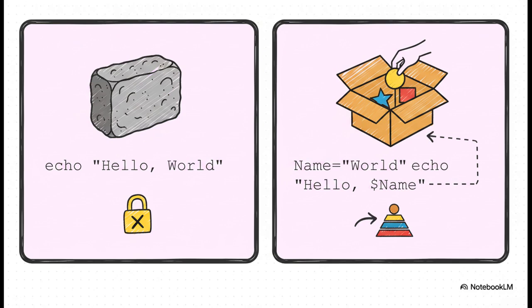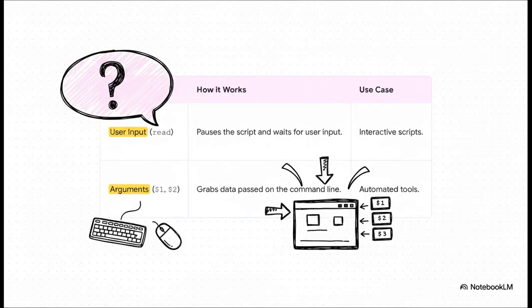That's dynamic. So how do we get data into those little variable boxes? Well, you basically got 2 main ways. The first is to make your script interactive.